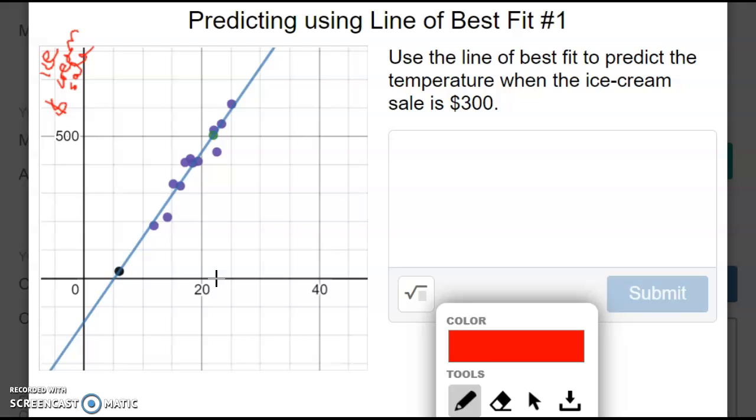So if the ice cream sale is 300, then this is 500, this is 0. That means this has to be 300 here. So we are looking at this point and we're looking for what is the temperature. The temperature is the x-axis. So we're looking to go down here. What is the temperature right here? This is 0, this is 10, this will be about 15. So I would expect the temperature to be 15 degrees Celsius if the sale is $300. And I would write something like that here.